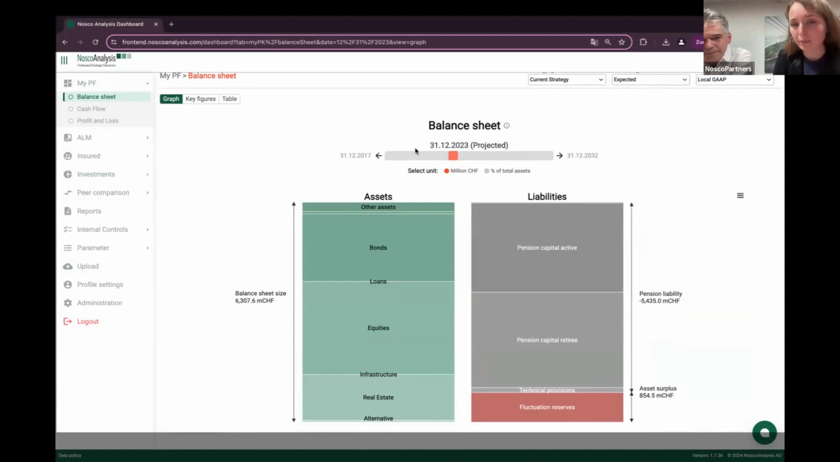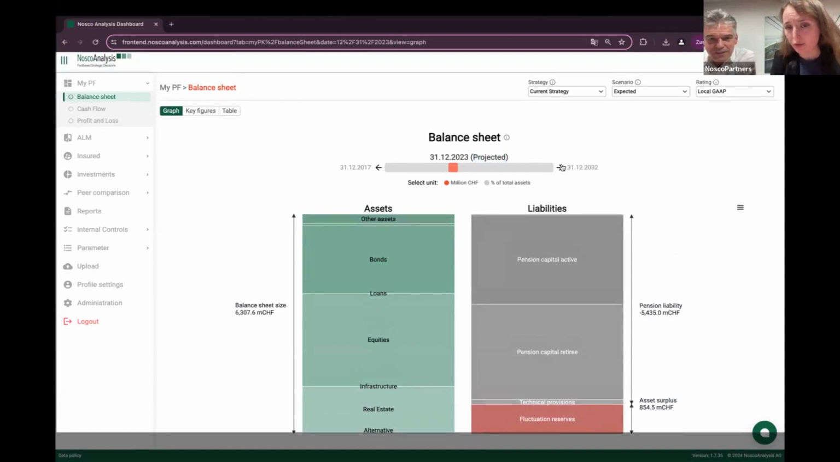But let's now go back to the balance sheet and talk more about the projection. So this is the current balance sheet. We write here projected because the pension fund business is quite a slow industry, so the data wasn't confirmed yet, but let's assume that's true. And here we can see the current balance sheet. Just keep in mind that the balance sheet size is now about 6.3 billion and the asset surplus is 850 million.